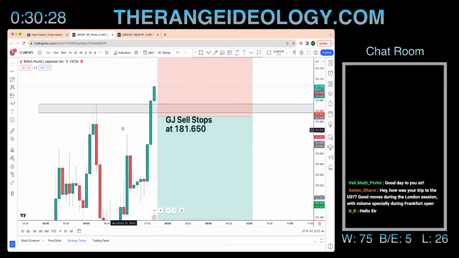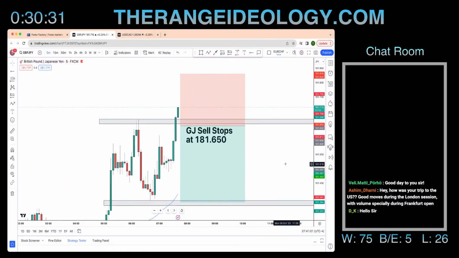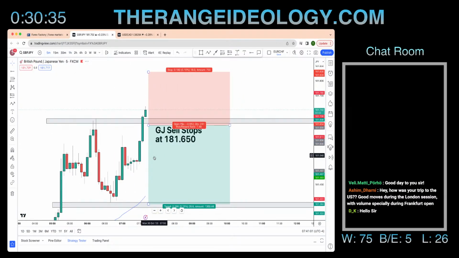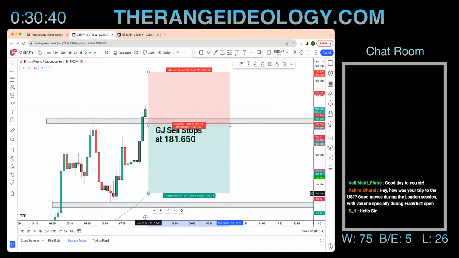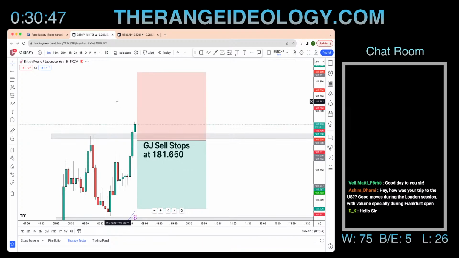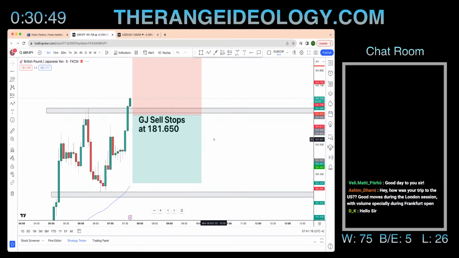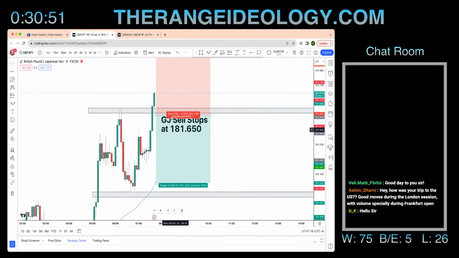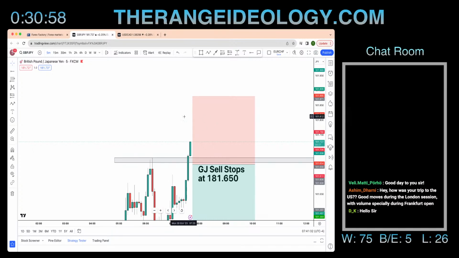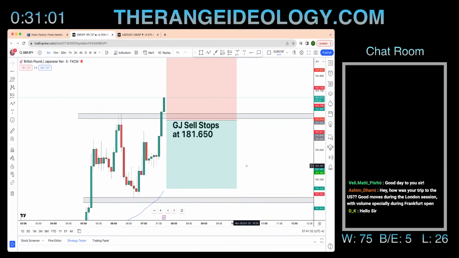All right, here, guys, I'm setting the sell stops for GJ. Got that push. So these sell stops, guys, are entered. We're going to keep it pretty fair here: 23 pips on both ends. So 181,650 is where the sell stops have been entered, and 181,420 would be our TP, and 181,905 would be our stop loss here.